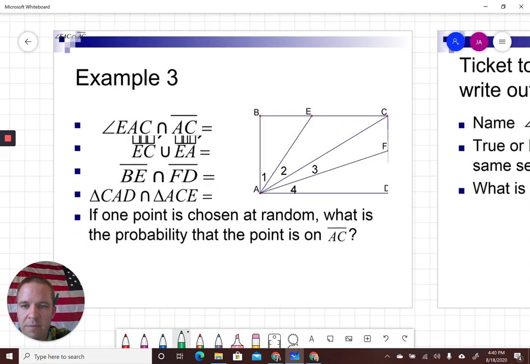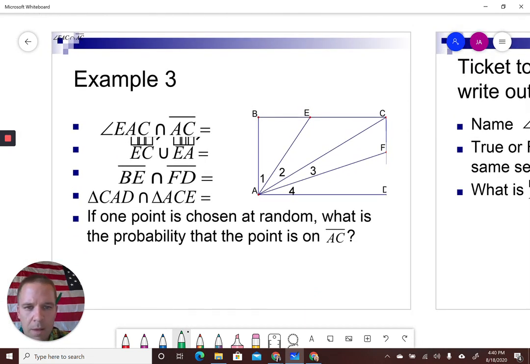And of course, we've got some funkiness going on. Give me a quick sec here. All righty. So first one, angle EAC intersecting with segment AC. So angle EAC is going to be this. All right. And intersecting with AC. So when I'm doing an intersection, I like to use two different colors, so that I can see what overlaps. Well, I can see the overlap is just segment AC. It's what they share, or what they have in common.